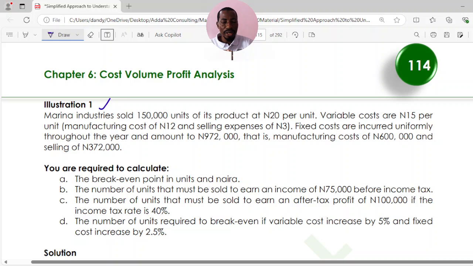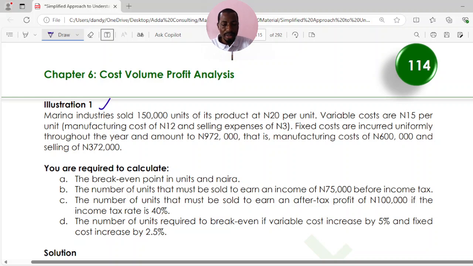Then in this illustration, Marina Industry sold 150,000 units of its product at 20 naira per unit. Variable costs are 15 naira per unit, including manufacturing cost of 12 naira and selling expenses of 3 naira, making 15 naira. Fixed costs are incurred uniformly throughout the year and amount to 972,000 naira. That is manufacturing cost of 600,000 and selling expenses of 372,000.